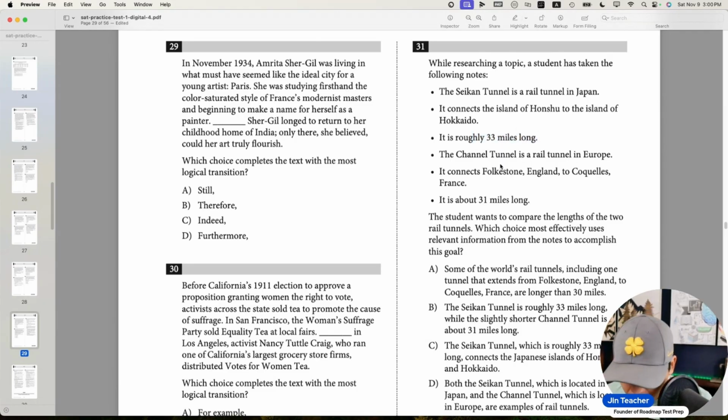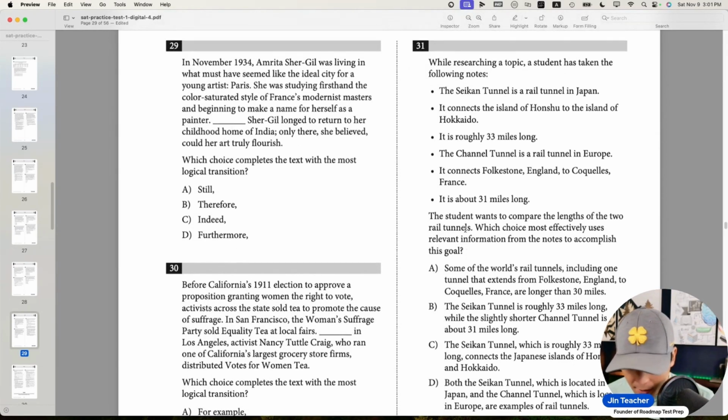Then it says the Channel Tunnel is a rail tunnel in Europe. It's talking about another tunnel in Europe. It connects Folkestone, England to this place in France. So it's telling us about the places that this tunnel goes through. And then it is about 31 miles long. Okay, so remember, you guys, when you're reading over these notes, you're just trying to make note of them and understand generally what's going on. So it seems like they're just talking about two different tunnels, and things about those two different tunnels.